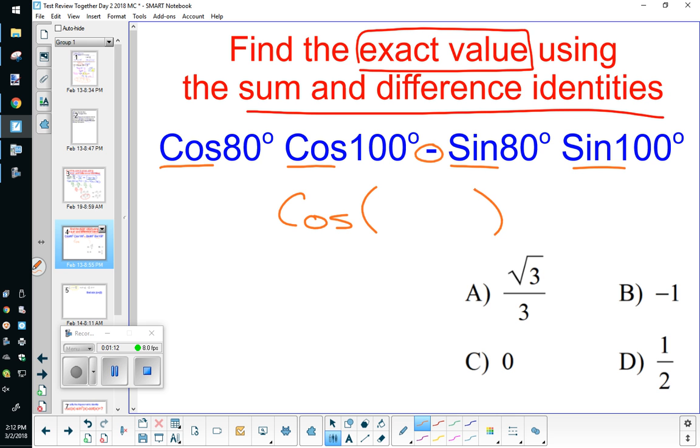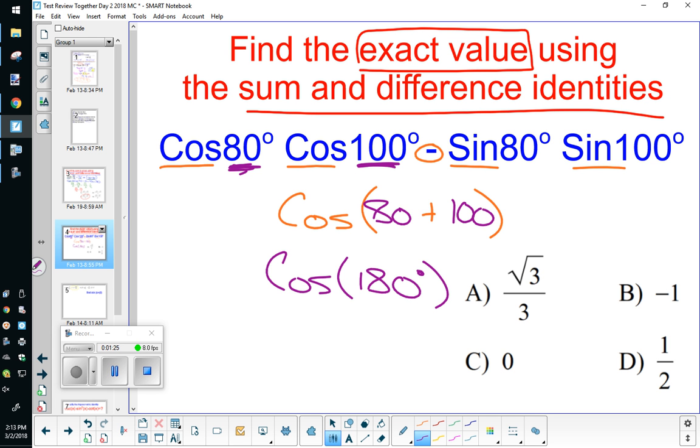Cosine A plus B. Whatever number comes first is your A. Whatever number comes second is your B. 80 plus 100 is cosine of 180. Then I'm going to 180 degrees. 180 degrees is right here. I'm doing cosine, which is x. My answer was B, -1.